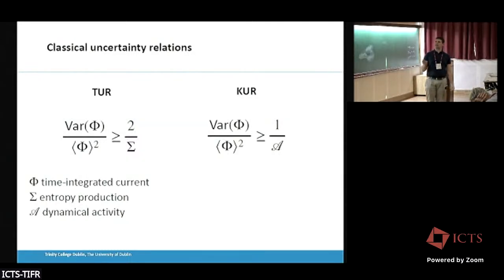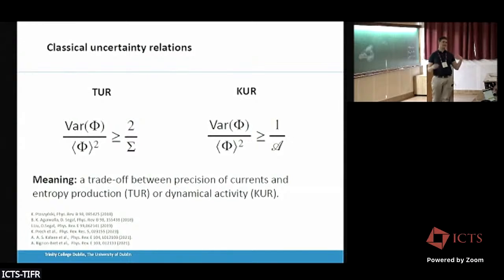In particular, the literature has identified two different uncertainty relations, the thermodynamic uncertainty relation and the kinetic uncertainty relation. They look the same. On the left-hand side, we have the variance of a time-integrated current along a process divided by the squared expectation value of such time-integrated current. What appears on the right-hand side is a little bit different, but the meaning is kind of similar. We have a trade-off between the precision of the currents, the relative precision of the currents, and how much entropy is produced along the trajectory, or how strong the signal should be, how strong the dynamical activity of the system should be. Now, in the following, we are going to mostly focus on the KURs because they give a little bit simpler formalism, but the results can be applied basically directly to TURs as well.